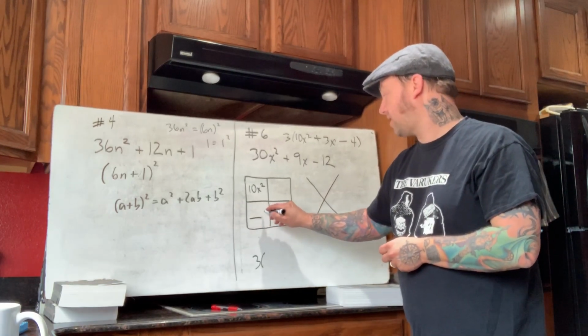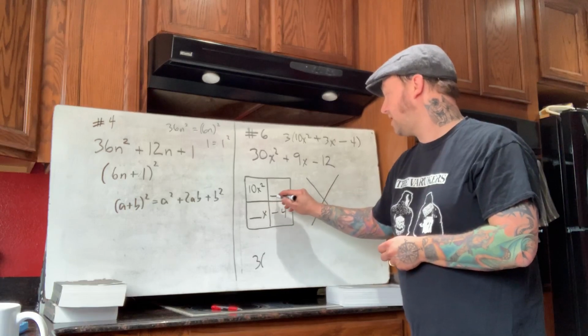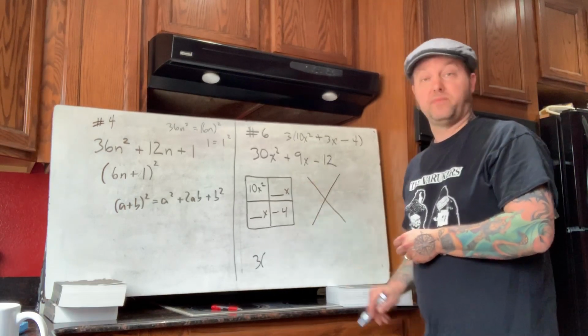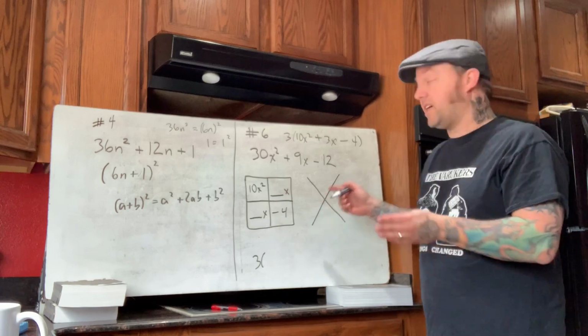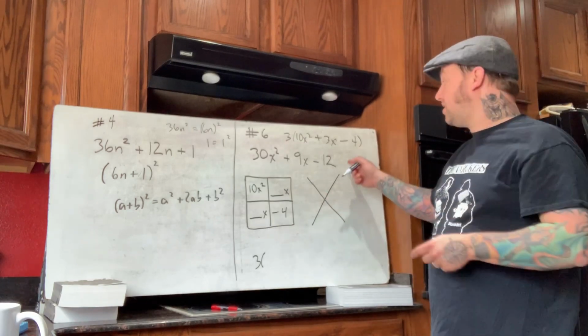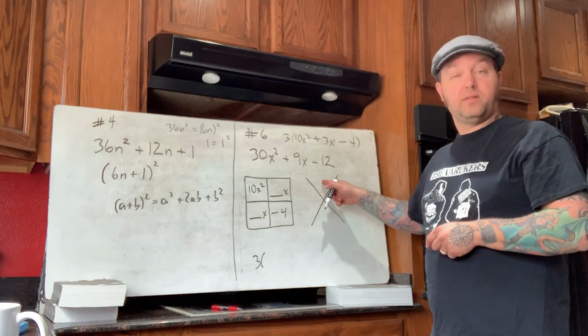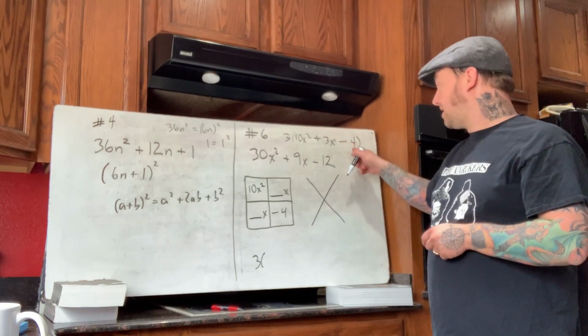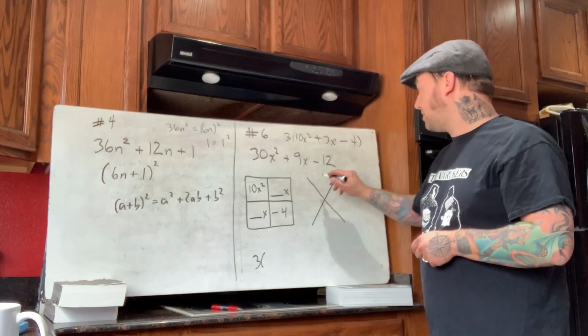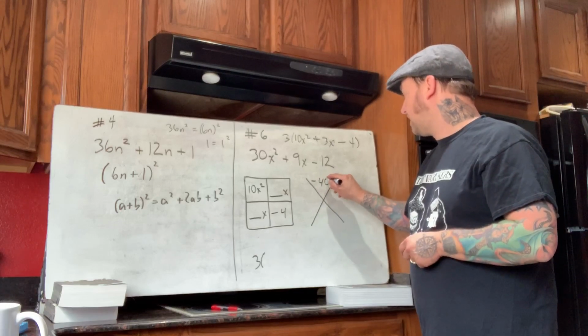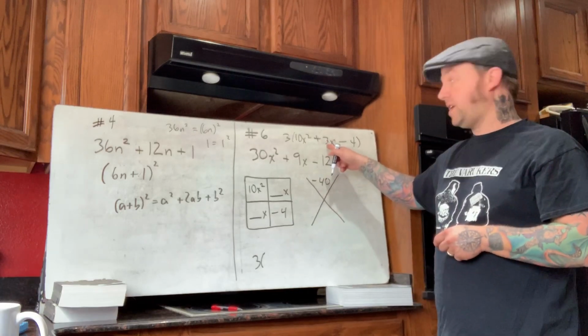This is going to be something times x. This will be something times x. We don't know what yet. We've got to figure that out. So let's use the diamond. So what goes up here? A times c, right? So I'm going to do 10 times negative 4. It's negative 40. 3.